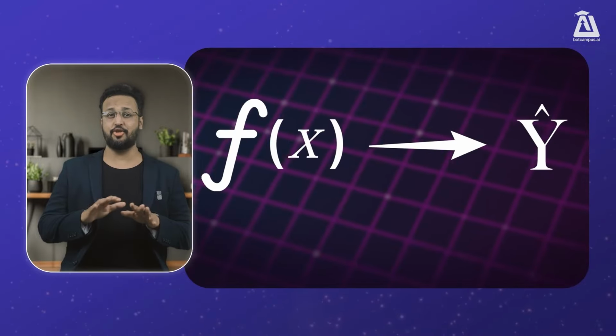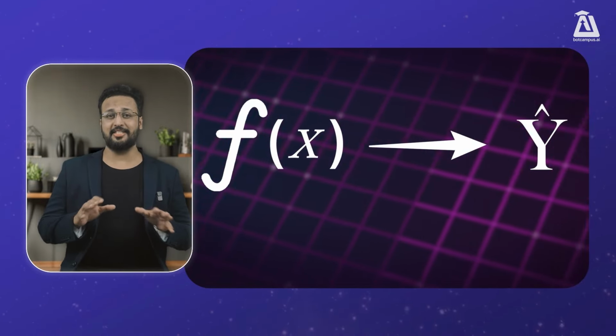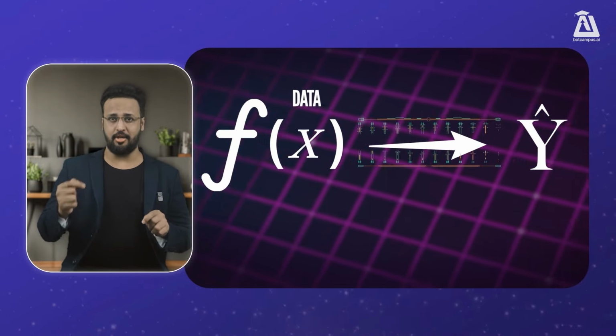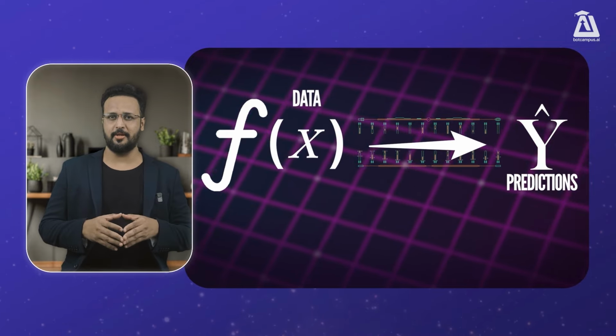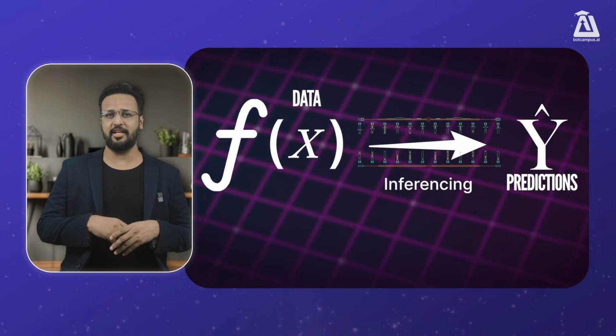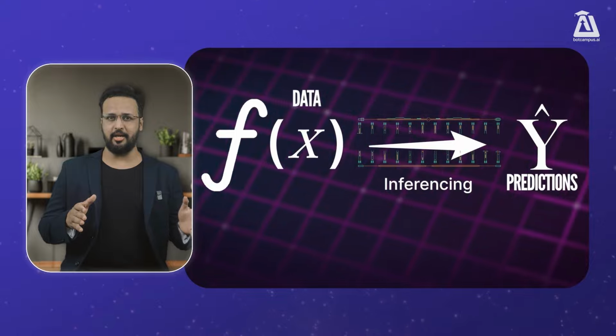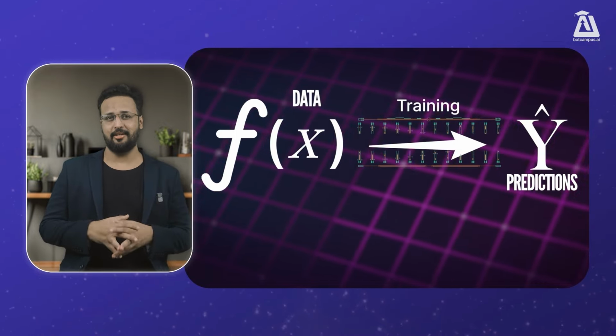Think of it as a super smart equation that takes data, churns through it, and spits out predictions, which we call inferencing. And the process to get there, that is called training. We train the model.